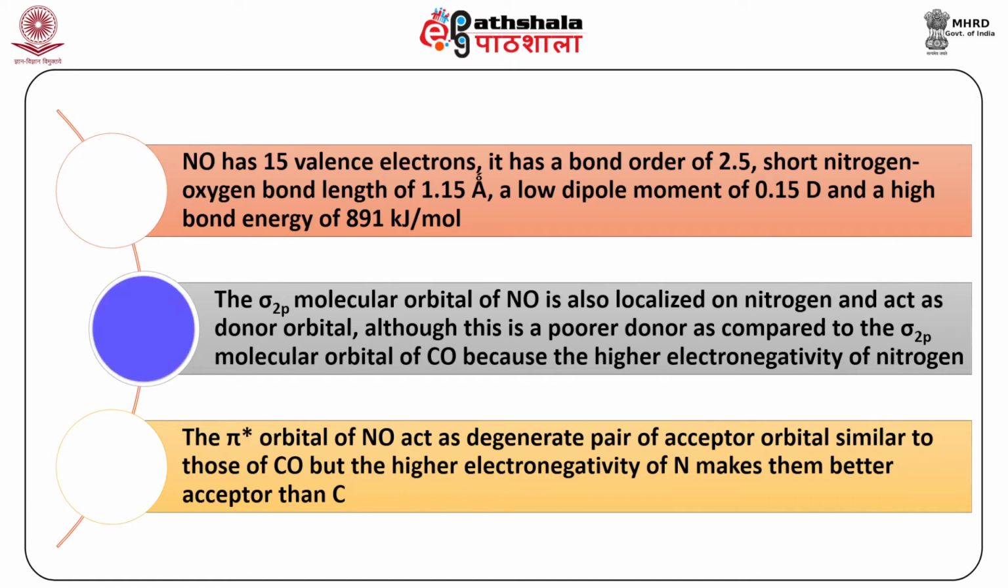The σ2p bonding molecular orbital of nitric oxide is also localized on nitrogen and acts as a donor orbital, although this is a poorer donor as compared to the σ2p molecular orbital of carbonyl because of the higher electronegativity of nitrogen. The π* orbitals of nitric oxide act as a degenerate pair of acceptor orbitals similar to those of carbonyl, but the higher electronegativity of nitrogen makes them better acceptors than carbon.